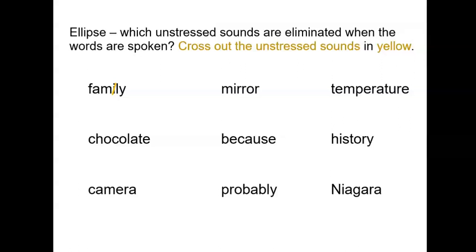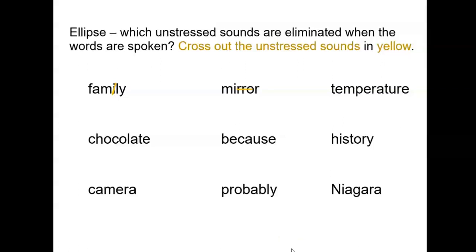Okay. First of all, we have the word family, but people don't really say family. They say family. Exactly. So we don't hear this I at all. So we have a 3-syllable word, but it actually sounds like a 2-syllable word, family. This one, I'll say it for you. Mirror. What do we cross out? Mirror. Yeah. Next one.